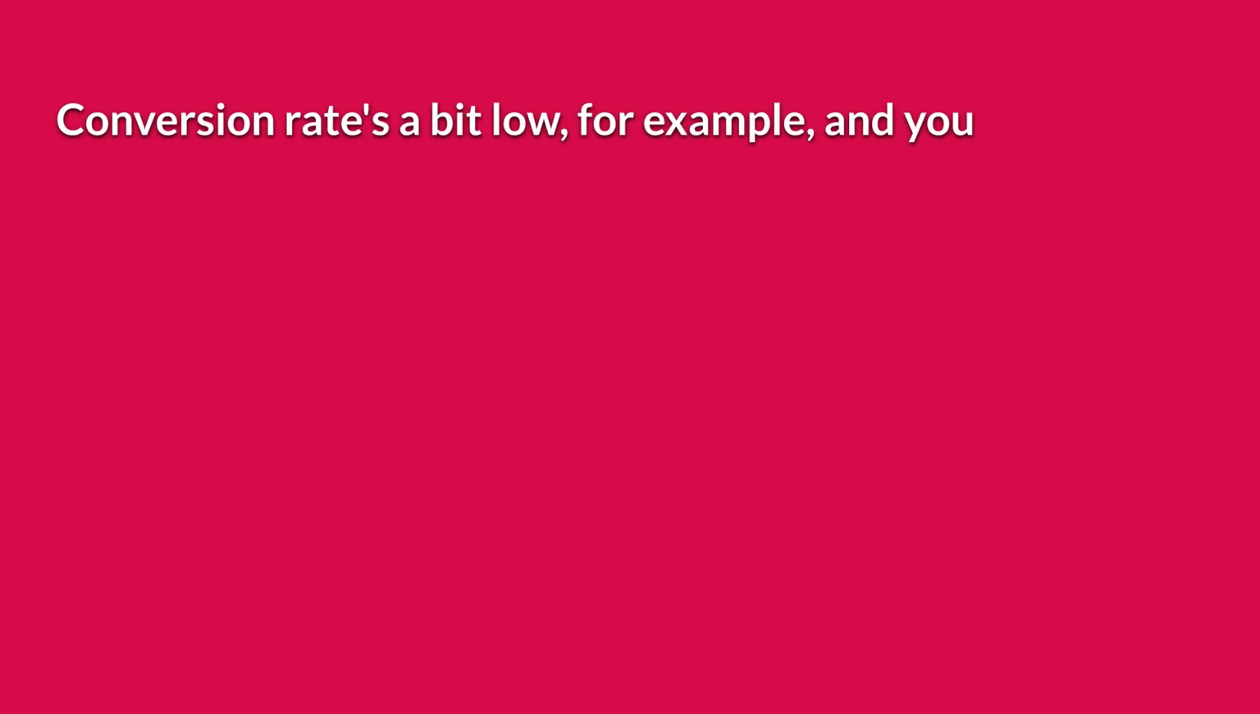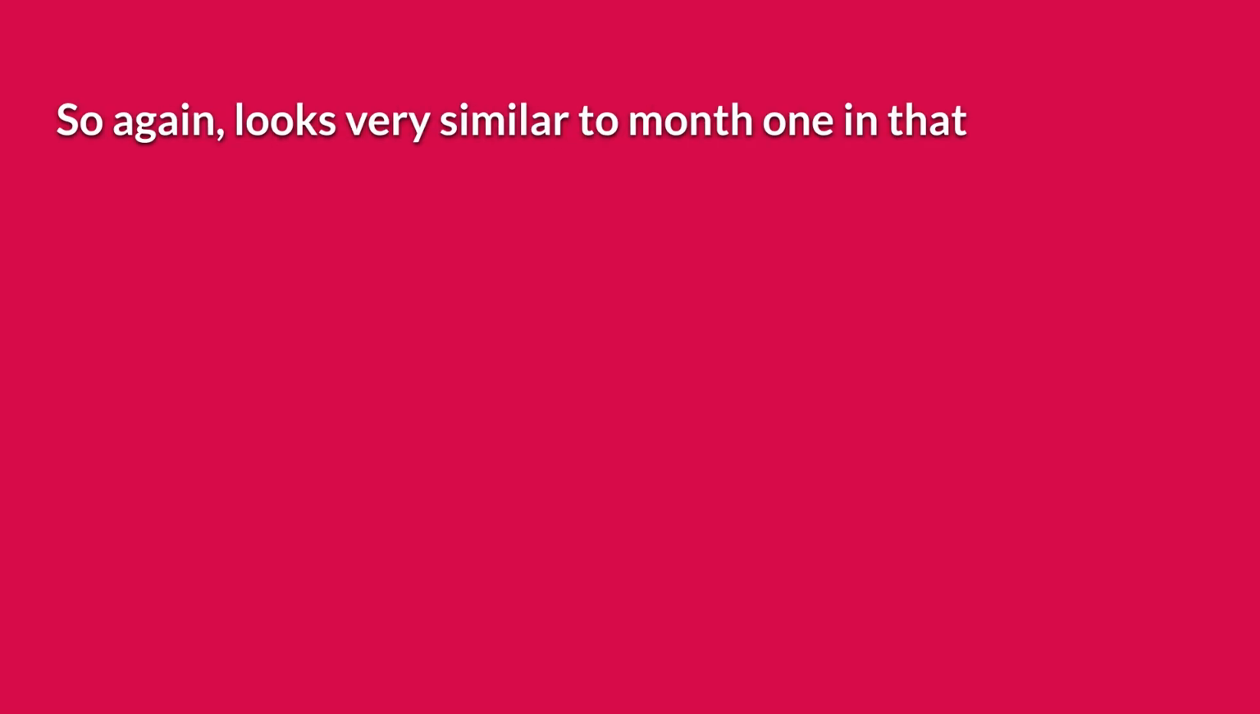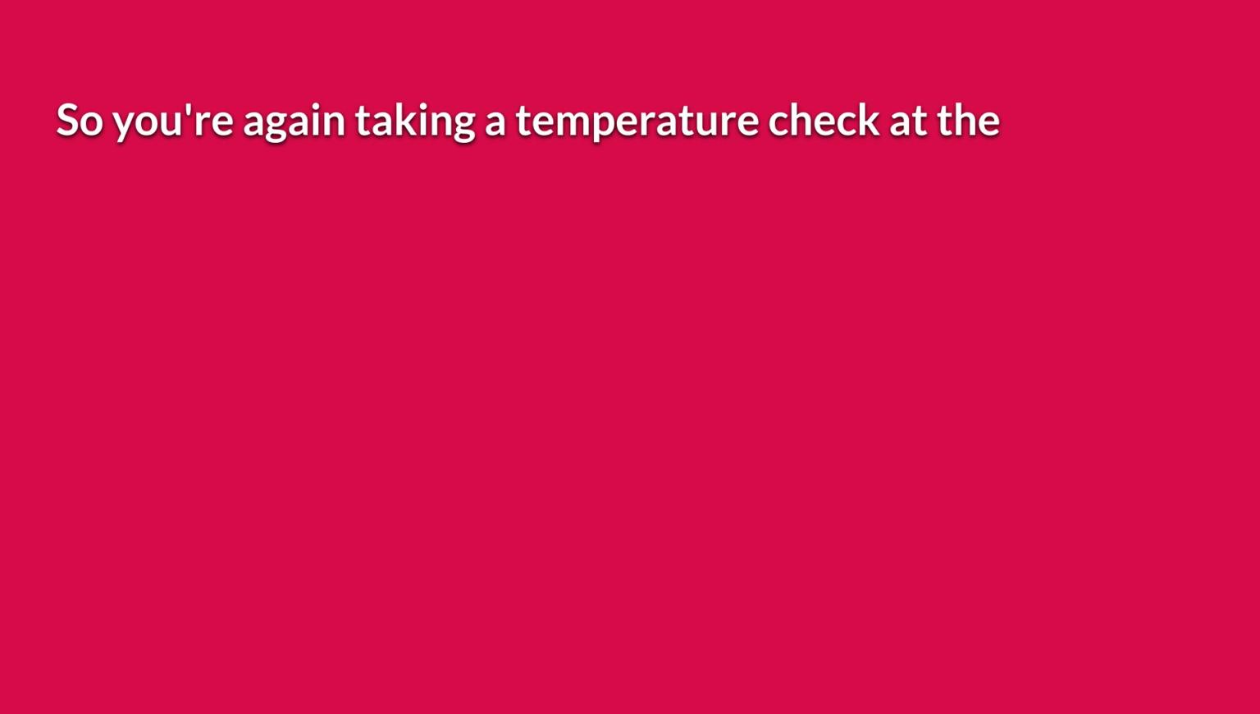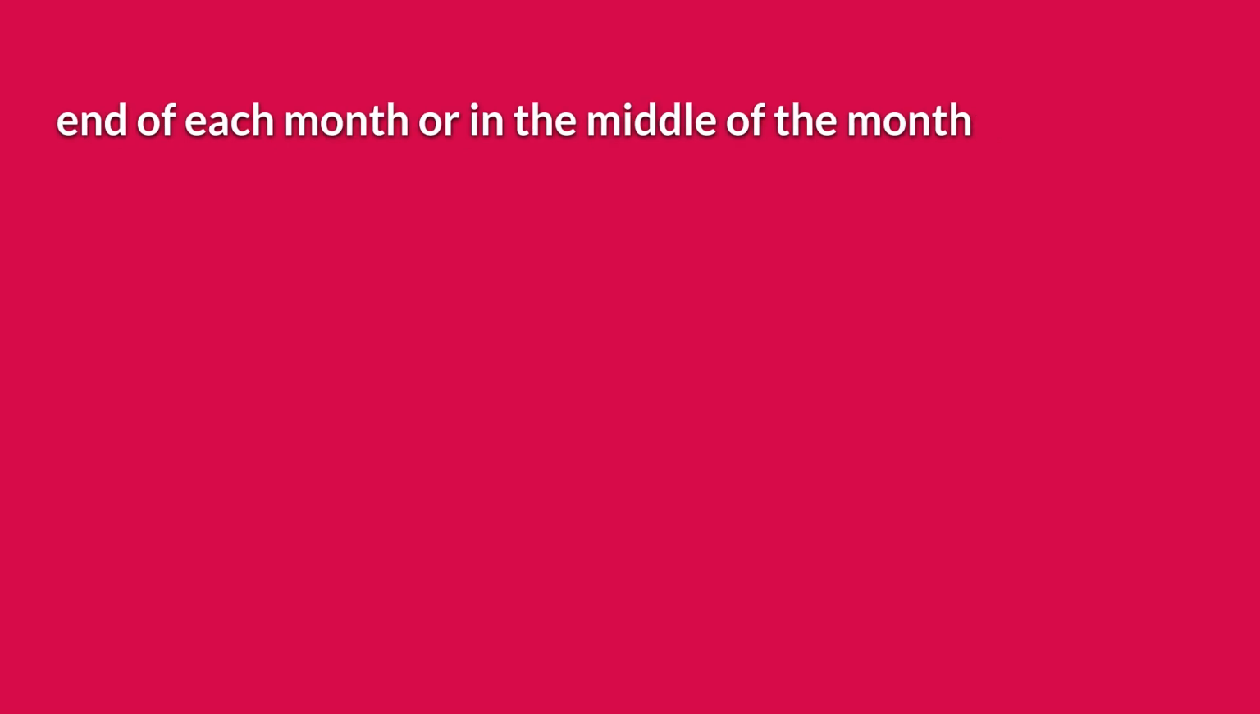A conversion rate a bit low, for example, and you need to work on improving that. So again, looks very similar to month 1 in that at the end of the month, you're looking at a performance review. So how close are you to your KPIs? Is budget where it needs to be? Confirming budget for the next month ahead, of course. And again, getting feedback on the quality of those leads or the sales performance if it's e-commerce. So you're, again, taking a temperature check at the end of each month or in the middle of the month just to feel how things are going.